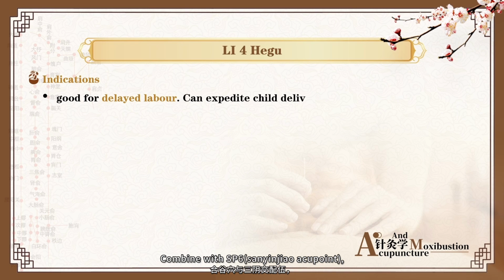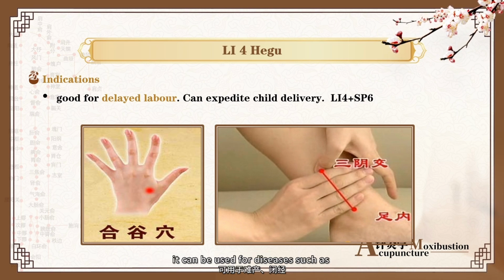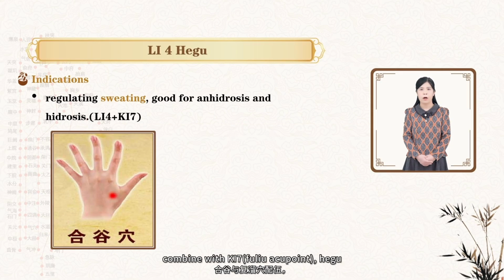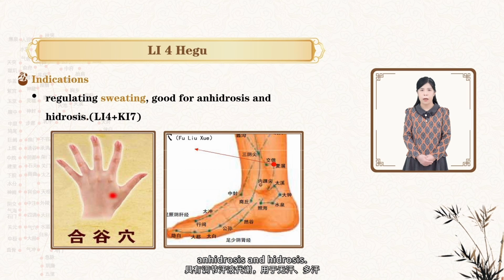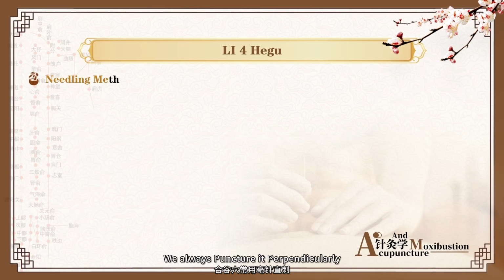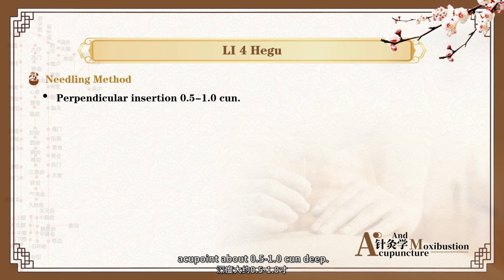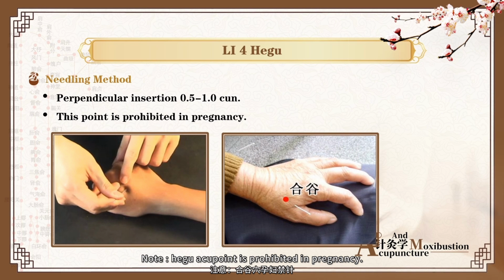Combined with spleen 6 Sanyinjiao acupoint, Hegu has a good function to expedite infant delivery. It can be used for diseases such as delayed labor, amenorrhea, etc. Combined with kidney 7 Fuliu acupoint, Hegu can regulate sweating. It is good for anhidrosis and hyperhidrosis. We always puncture it perpendicularly and insert the filiform needle into the acupoint about 0.5 to 1 cun deep. Note: Hegu acupoint is prohibited in pregnancy.